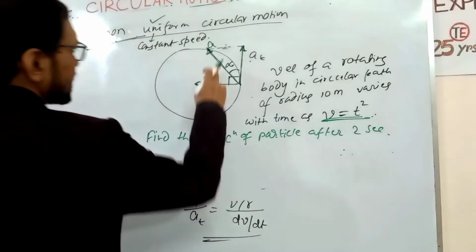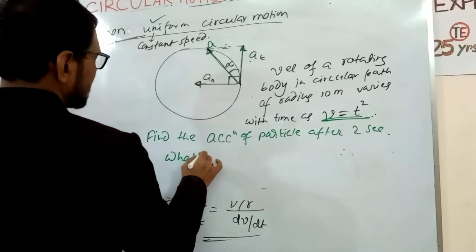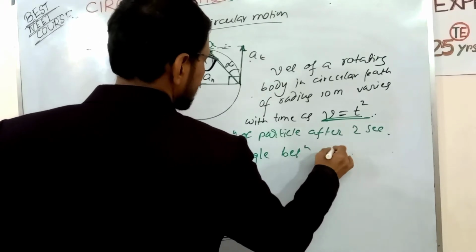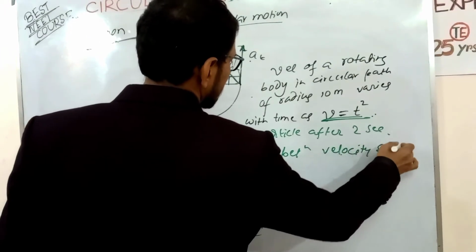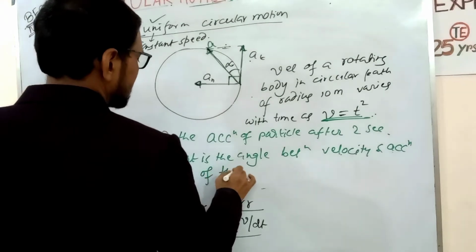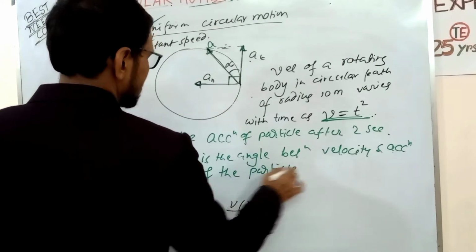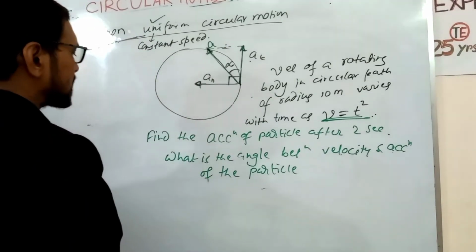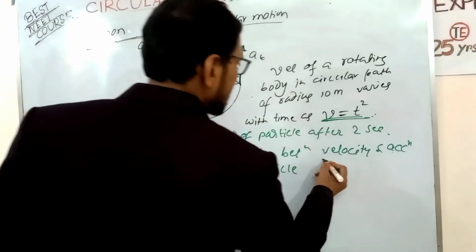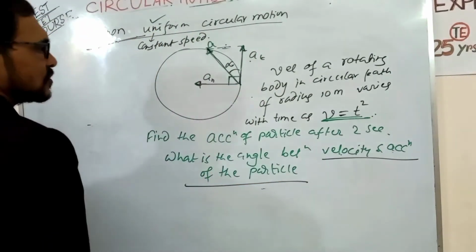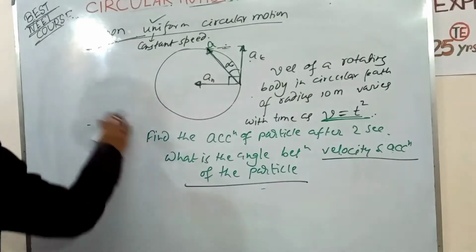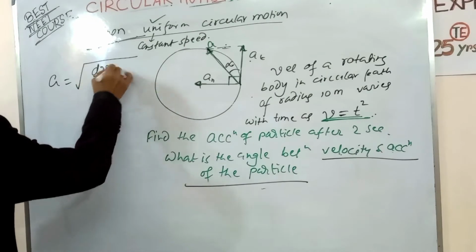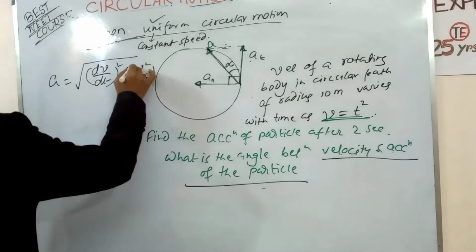And what is the angle between velocity and acceleration of the particle? Find the acceleration of the particle after 2 seconds, and what is the angle between velocity and acceleration of the particle. So this is the question. To solve this problem, the formula is acceleration equal to the square root of (dv by dt) whole square plus (v square by r) whole square. This is the formula.